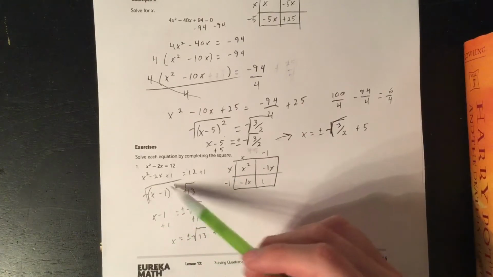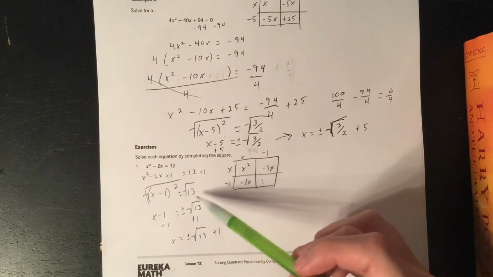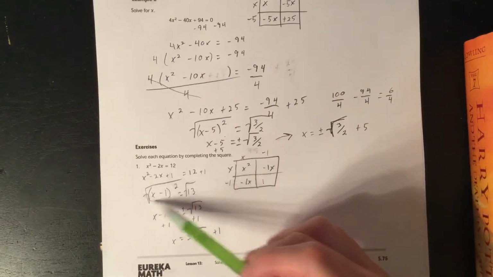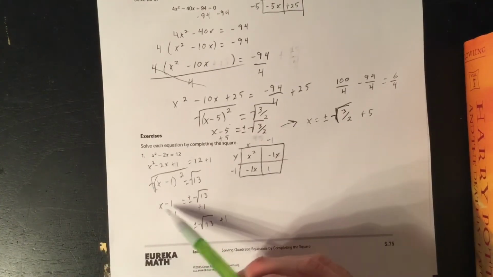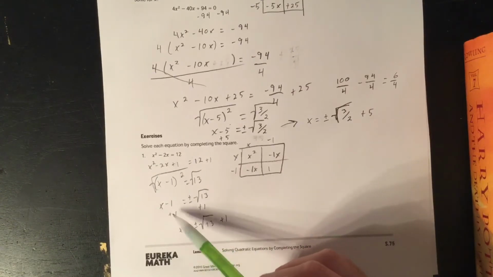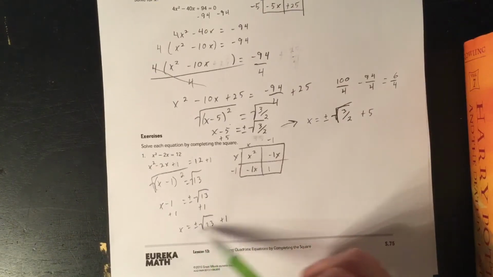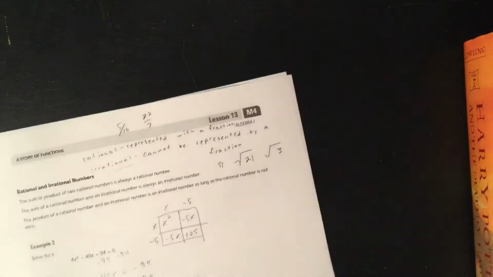So then I wrote it out in factored form, x minus 1, and it was squared. And then I also had 13 on the other side. So I square rooted each side. Then the next step, you get x minus 1, that's going to equal plus or minus square root of 13. You add 1 to each side, and then that's your answer. X equals plus or minus the square root of 13 plus 1. So that would be the answer that we get for that one.